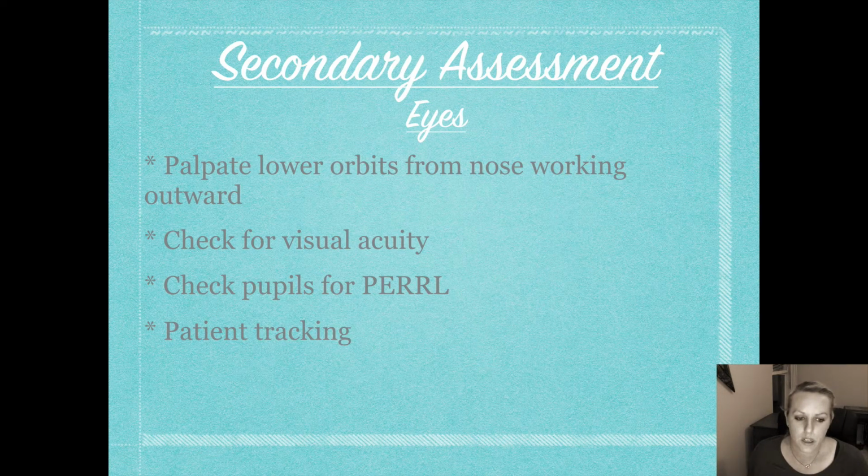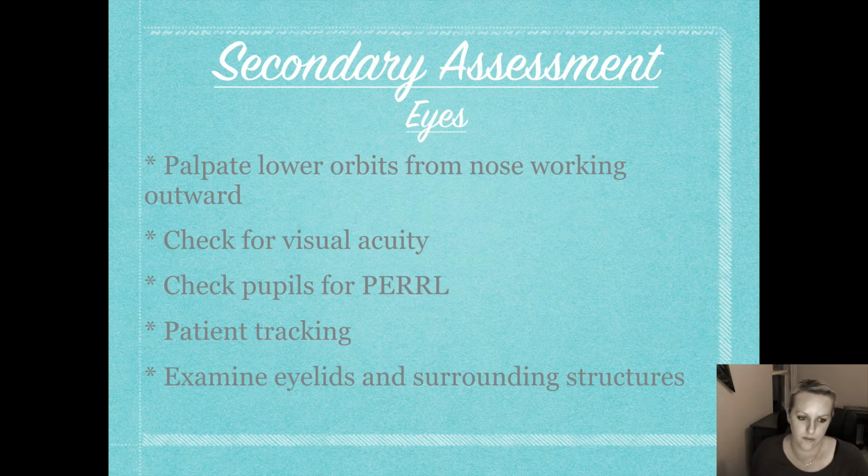We also want to make sure that the patient can track movement. So what I like to do is start over here and have them track here. This takes it from side to side and up and down. Then we want to examine the eyelids and any of the surrounding structures.